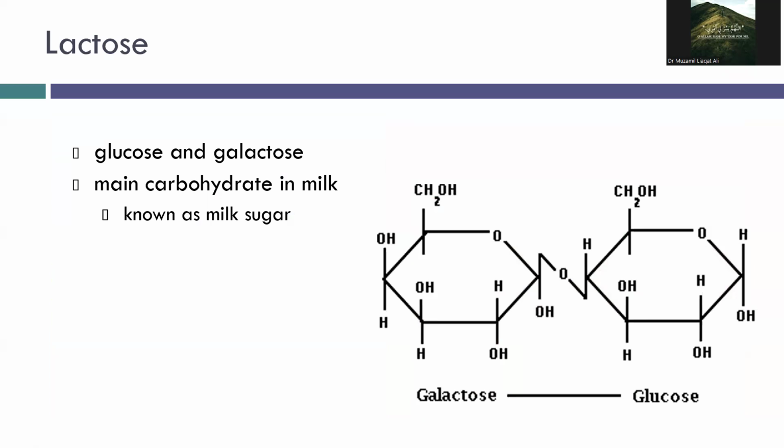Now, lactose. Lactose, the milk sugar, is made of beta-D-galactose joined to alpha-D-glucose via a beta-1,4 glycosidic linkage. It is the main carbohydrate in milk and is known as milk sugar. Milk contains both alpha and beta anomers of lactose, right? Lactose is a reducing sugar because the glucose unit has a free anomeric carbon. It is used in infant formulas and pharmaceutical preparations.